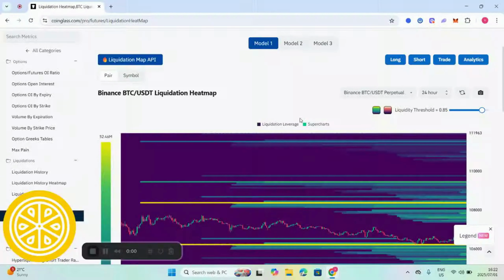What if you could literally see where the big money is planning to trade before it happens? Today, I'm going to break down the CoinGlass liquidity heat map, this tool smart traders use to track market pressure and avoid breakouts. I am Vibes for Problem in Crypto.